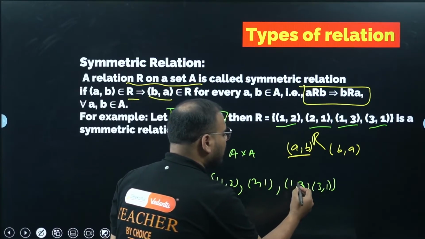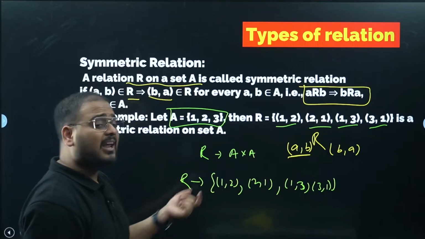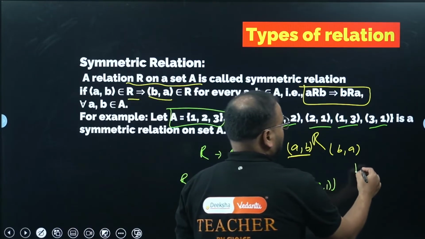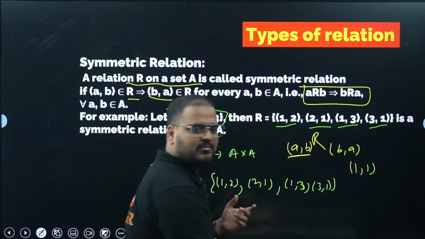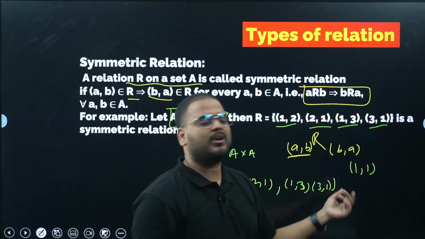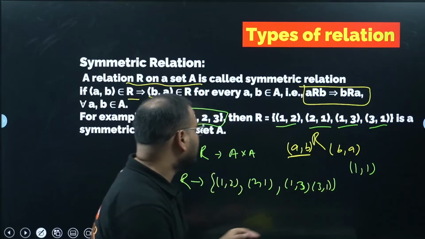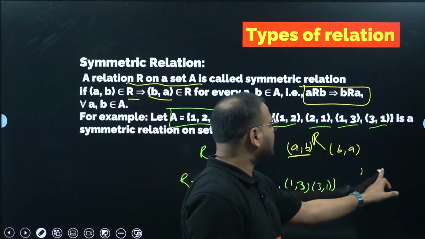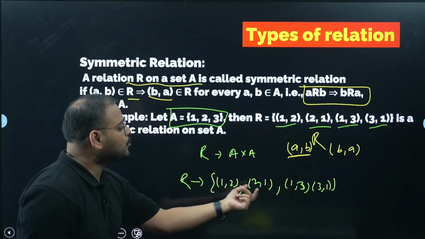Can we have more elements than this? We can have 1 comma 1 also. Same thing, no? 1 comma 1 is symmetric, right? 1 comma 1 and 1 comma 1, nothing is there, right? That's why it's not written here. So to explain you, I have taken here just 1 comma 2, 2 comma 1.